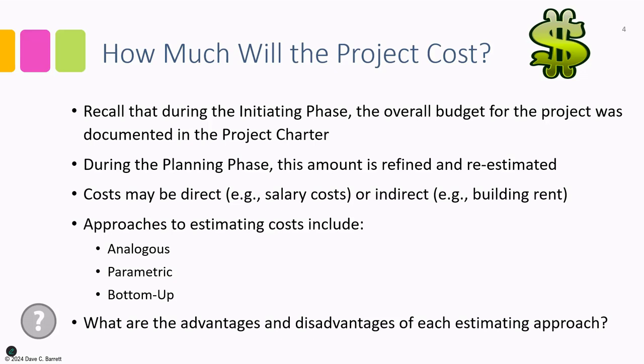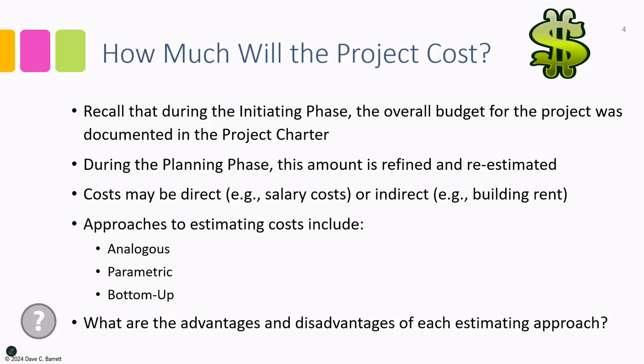Parametric estimating is very useful in that it's very accurate as long as you have a good sense of the number of units that you will need. So it's very useful when it's available. However, it's not always available. Not every type of cost has a parametric unit cost. So that's its disadvantage. You can't use it all the time.